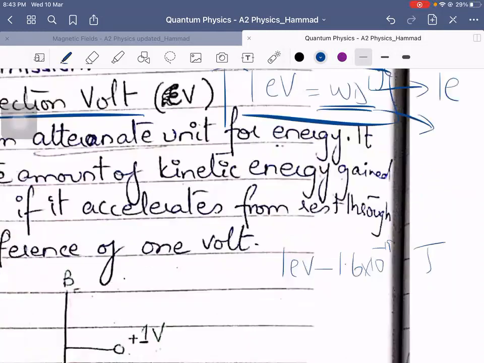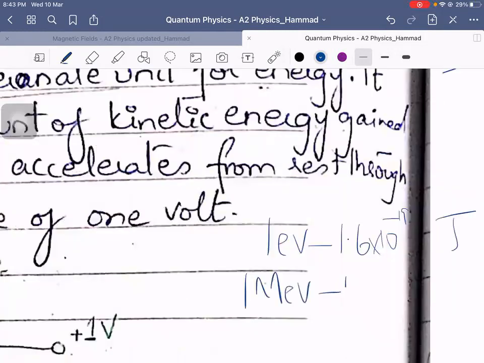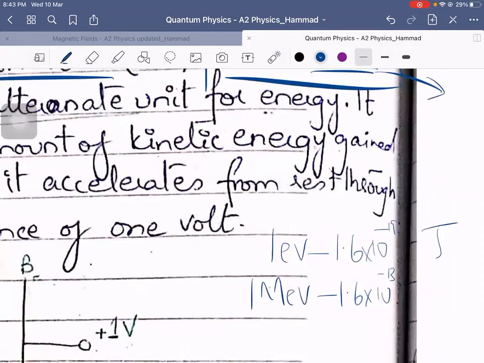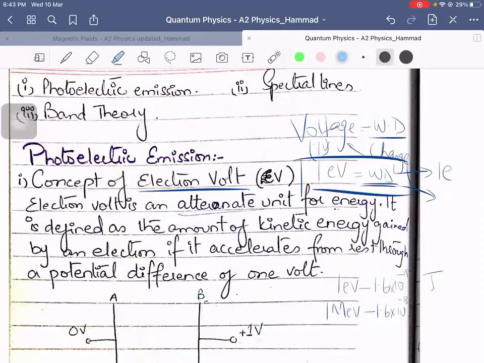Similarly, 1 MeV is equal to 1.6 into 10 to the power of minus 13. Mega is into 10 to the power of 6, so that basically increases the value by a power of 6. So this is what I've mentioned here. The electron volt is an alternate unit for energy. It is defined as the amount of kinetic energy gained by an electron if it accelerates from rest through a potential difference of 1 volt.